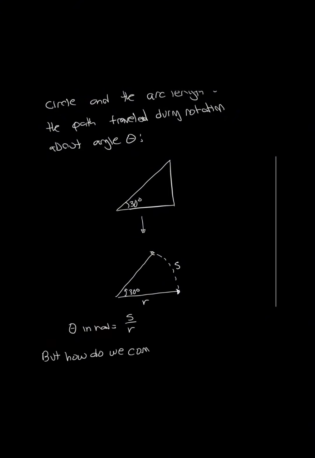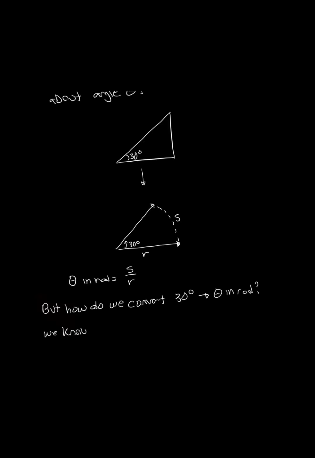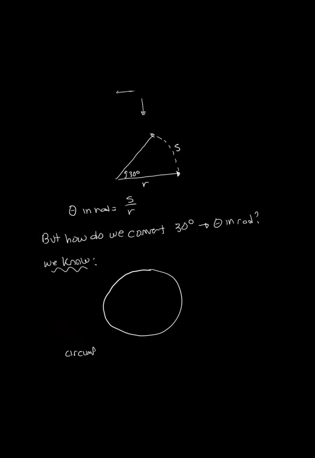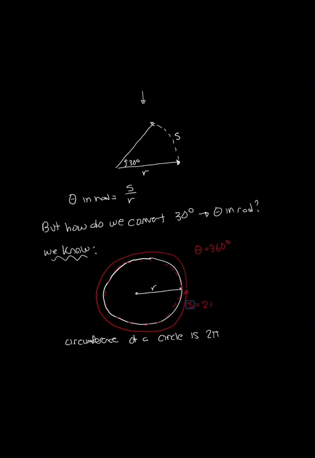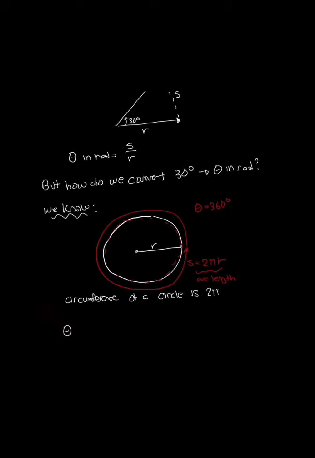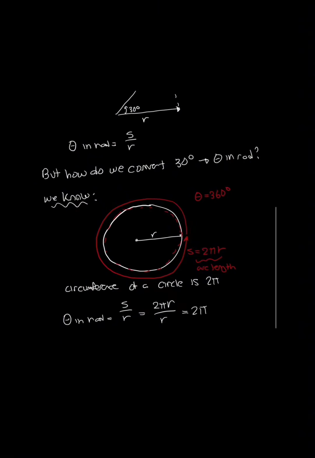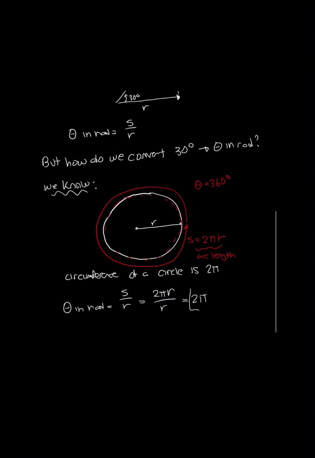But how do we convert from 30 degrees into radians? We can start identifying what we know. We know the circumference of a circle is 2 pi r. If you travel around the whole circle, that's going to be equivalent to theta equal to 360 degrees. And the arc path length for that is just going to be the circumference of the circle, which is equal to 2 pi r. So we know that theta in radians is going to be equal to s over r. And our s value when we complete the full circumference of a circle is equal to 2 pi r. If we plug that in and divide, we find that for our 360 degree rotation, theta in radians is 2 pi. So therefore there are 2 pi radians in one complete rotation.